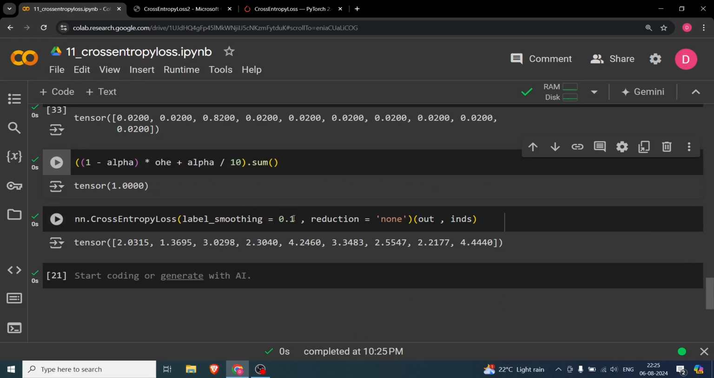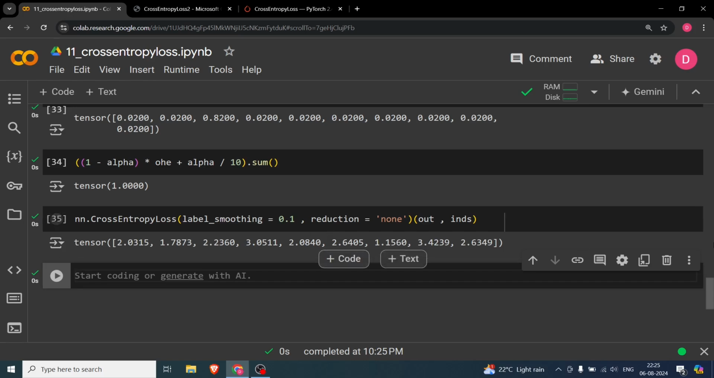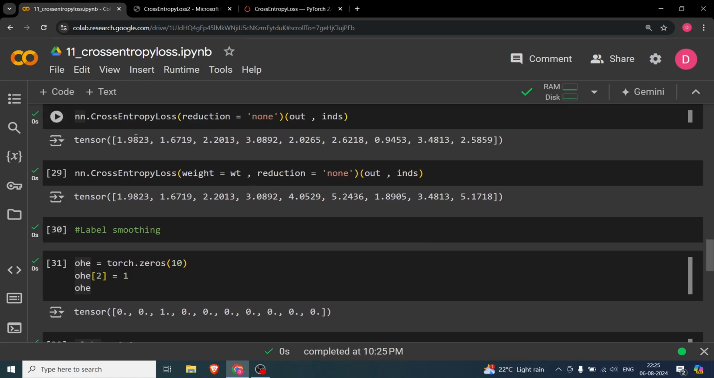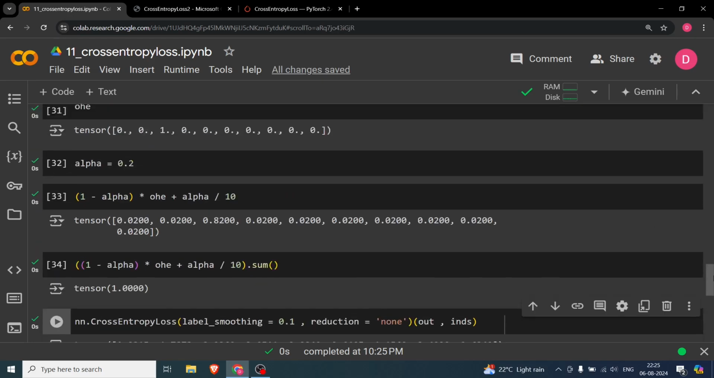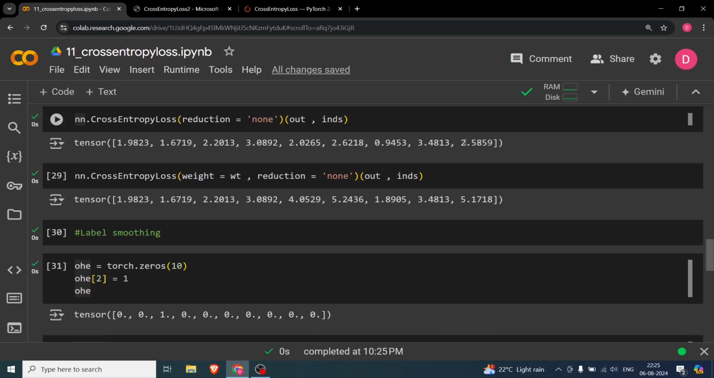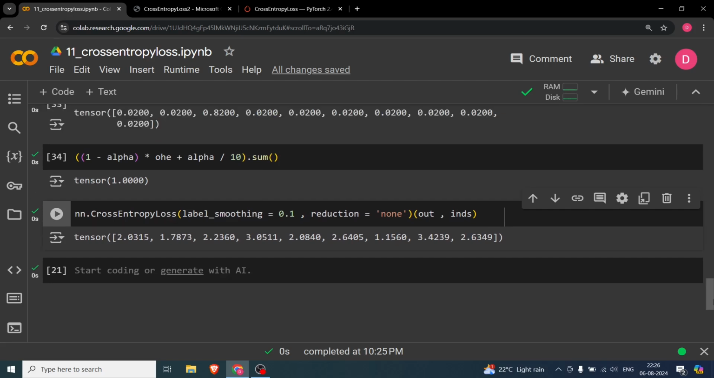Now how does it apply? Let's assume this is 0.1 label smoothing, which is basically alpha. In our example we took 0.2, and here we have taken 0.1. What I am saying is that the losses will not change drastically. Here you see 1.9823, and here also close to it, 2.03. So it is actually very close. This is the scaled weight, 2.5859, and it will be somewhere close, 2.6343. So it has increased and decreased the weight accordingly.